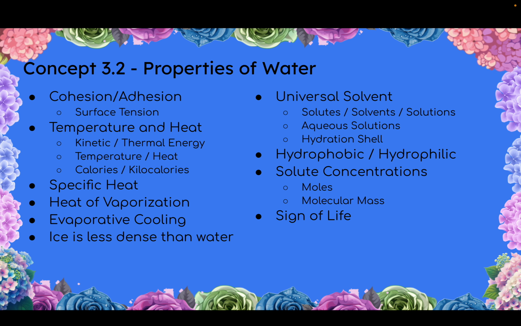So the next property of water is specific heat. Specific heat is the amount of heat that is absorbed or lost for 1 gram of that substance to change its temperature by 1 Celsius. So the specific heat of water is 1 calorie per gram, because like I just said, that's what a calorie is. But basically, specific heat is just the amount of heat that something needs to warm up.